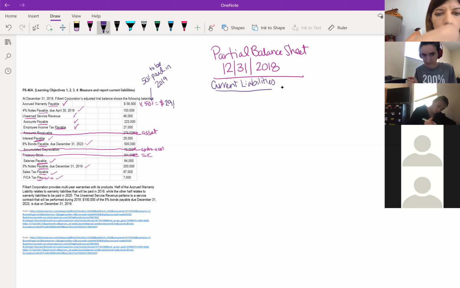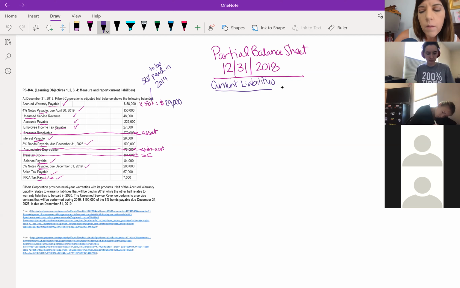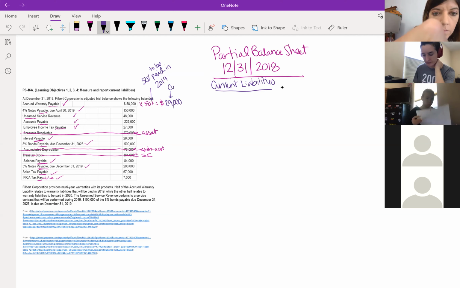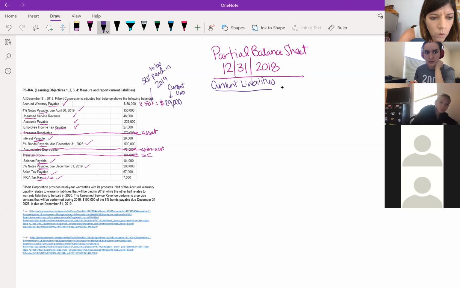$29,000. Remember that current liabilities are amounts that are owed within 1 year of the balance sheet date. Anything that's owed after that 1 year period is a long-term liability. So this is the current portion. It says the other half relates to warranties to be paid in 2020. So I don't care about the 58, right? I care about the 29.